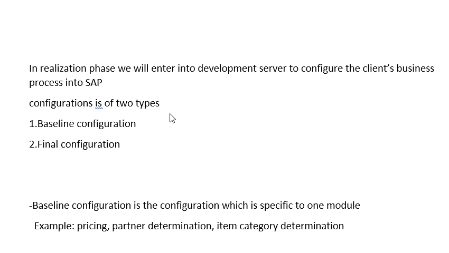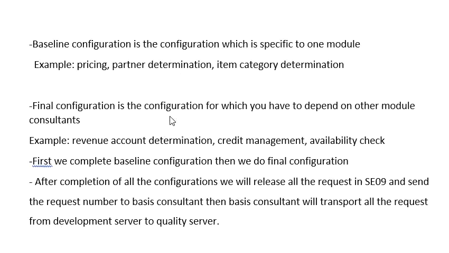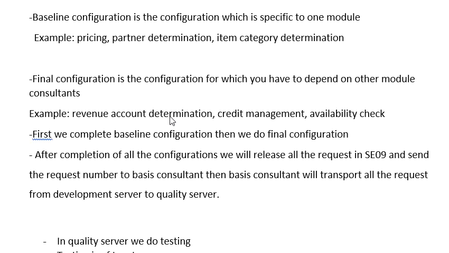So in realization phase, we will enter into the development server to configure the client's business process into SAP. Configurations are of two types: baseline configuration and final configuration. What does baseline configuration mean? Baseline configuration is the configuration which is specific to one module, for example pricing, partner determination, item category determination.